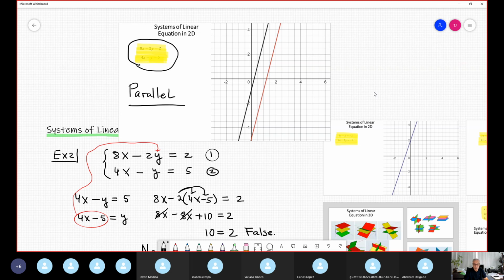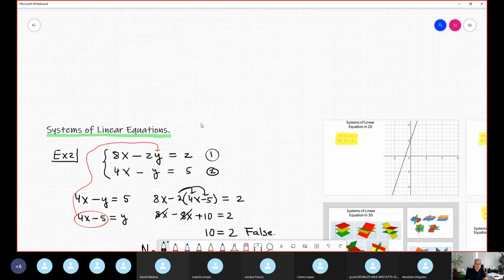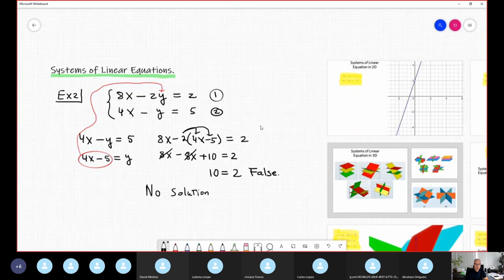And the solution is the common point. So no common point, no solution. Got it? This example 2 is clear or confusing? Clear. Super. Okay, let's move on to example 3, which brings a new situation.